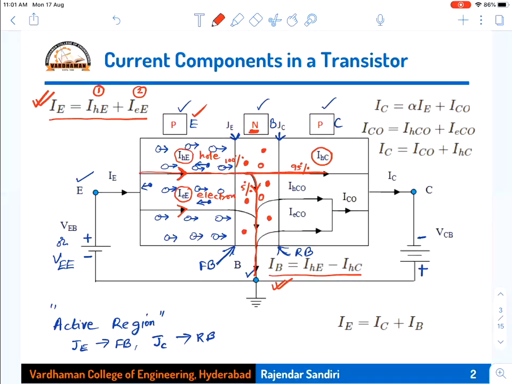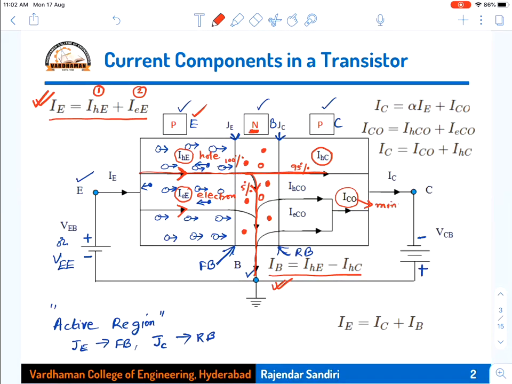Because of the reverse biased PN junction, some current will also be flowing, but this IHC current is actually coming from the emitter because the emitter junction is forward biased. But the collector junction is reverse biased, therefore across the reverse biased junction also some small amount of current is present. We call that reverse saturation current, represented by IC naught. This collector is P type, right? P type means holes are majority charge carriers, but there are electrons which are minority charge carriers. This IC naught is due to minority charge carriers.